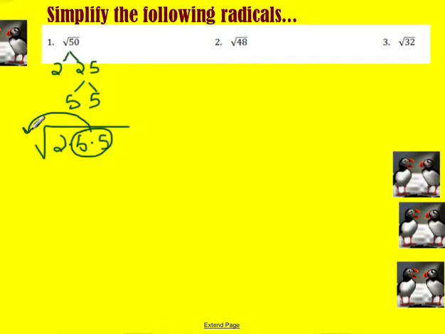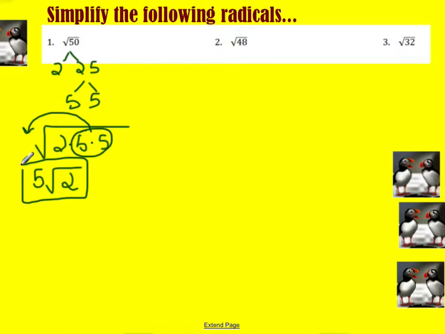When you bring it to the outside, you just write it once. So now that pair becomes 1. Then I'm just going to get 5 square root of 2. So I broke that pair out and put it on the outside, and left underneath is the square root of 2. The 2 can't come out of the radical because it doesn't have a partner.